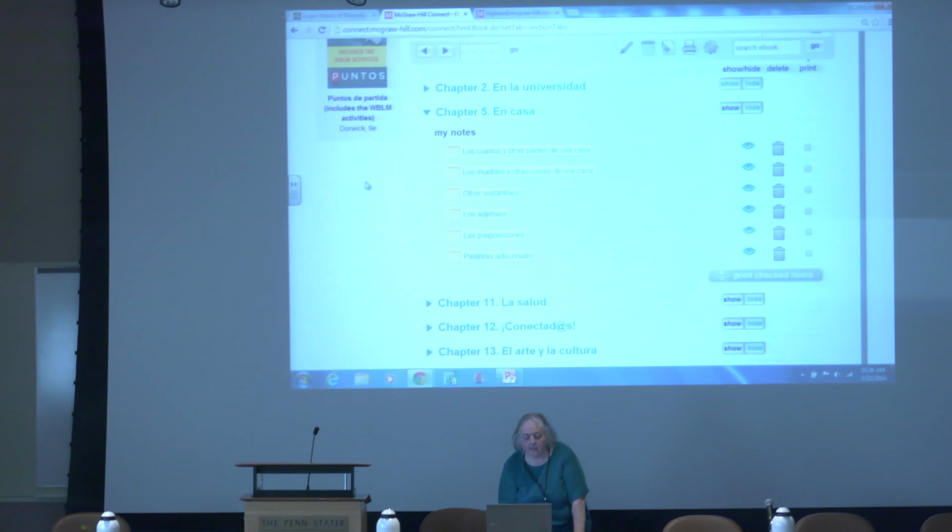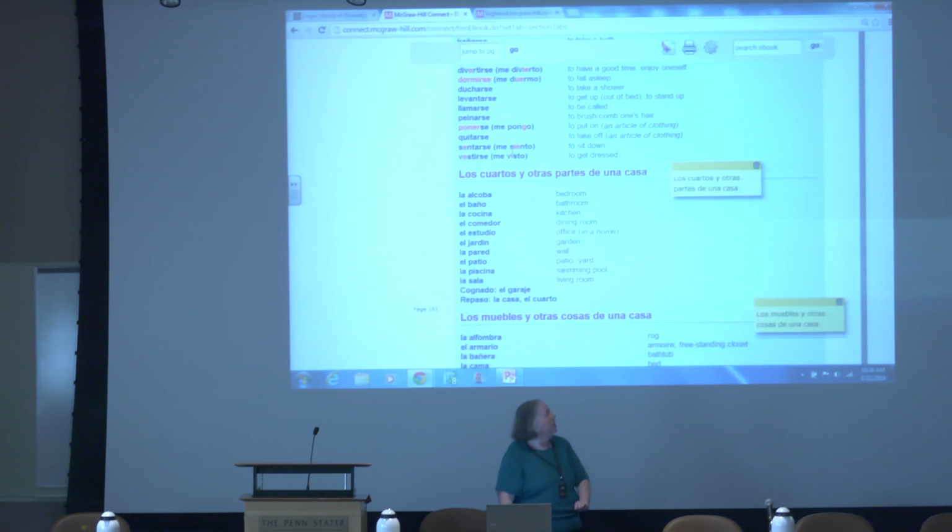So the first thing here is rooms and parts of the rooms. It gives them the vocabulary for rooms and other parts of the house, okay? They take this, and there's audio that goes along with it, and they can listen and follow along. And then they do the same thing with the furniture and other things, okay? So it's literally just practice for them.